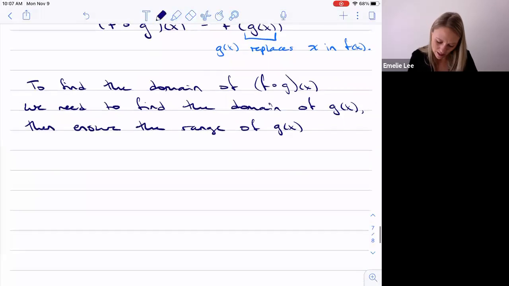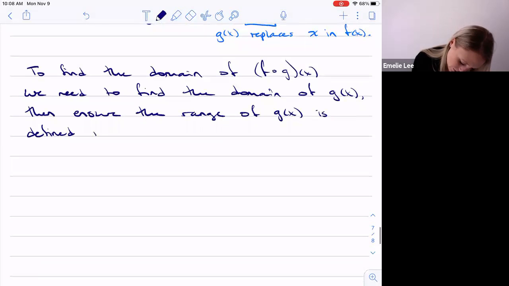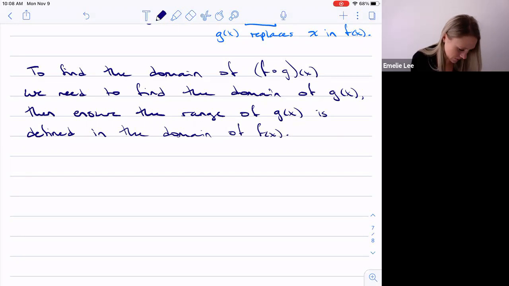And so, ensure the range of g of x is defined in the domain of f of x. So usually we can do this for the functions that we're doing. We can just look at the composite functions and figure out the domain from there, unless we've canceled some stuff, then it makes a mess.